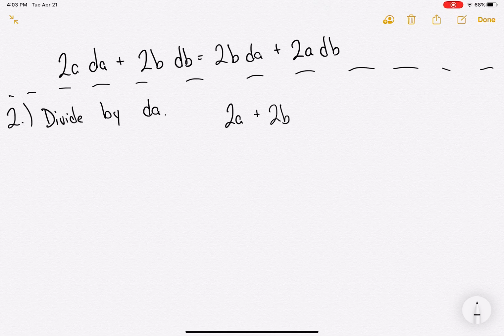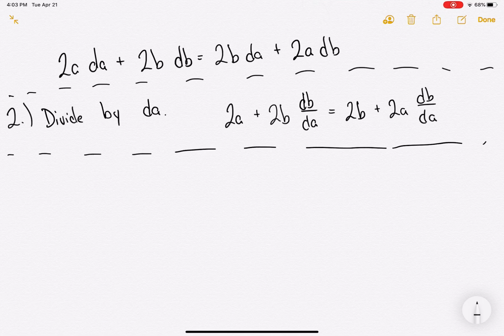Plus 2b dB dA equals 2b, since dA dA is just 1. And then 2a dB over dA. Great. So the first step is always the hardest step here.